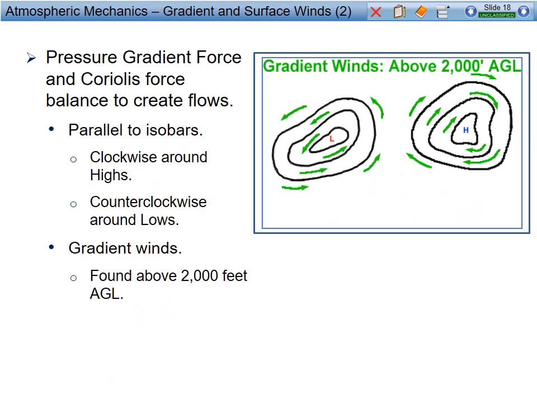The gradient winds are what we spoke of earlier, and they are true. They are parallel to the isobars, but only when above 2,000 feet AGL. They will go clockwise around the highs and counterclockwise around the lows, but there will be a difference below 2,000 feet due to the force of friction. But just strictly due to the pressure gradient force and the Coriolis effect, the winds will blow parallel to the isobars as depicted above 2,000 feet AGL.